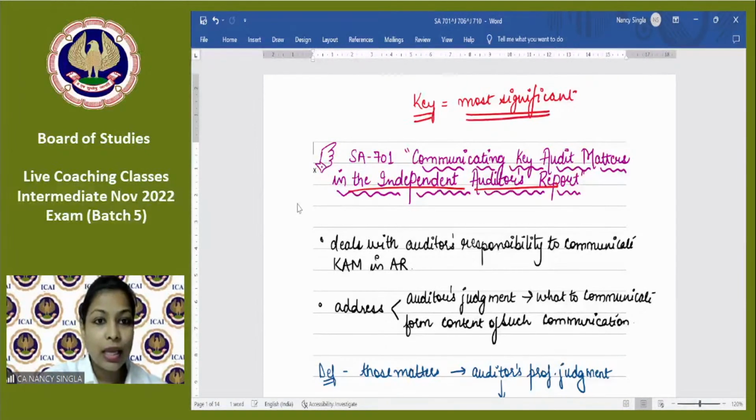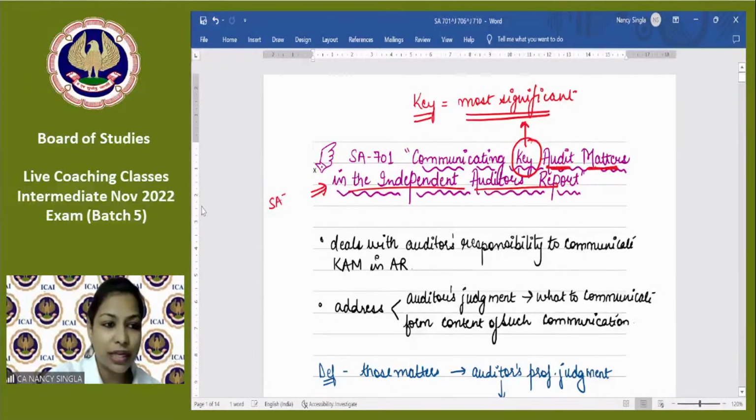Okay? So communicating key audit, you know, matters also you can understand. So what does key mean? Most significant. Very important matters in the independent auditor's report, and the format of the independent auditor's report is given in 700 itself, whereby key audit matters is a separate element. Okay?